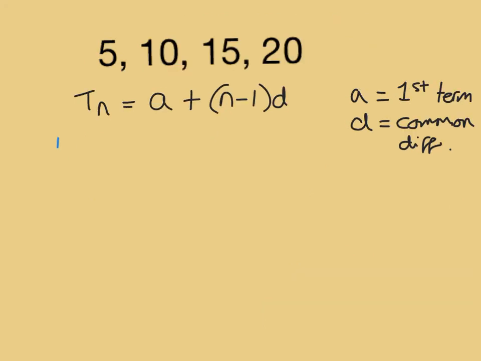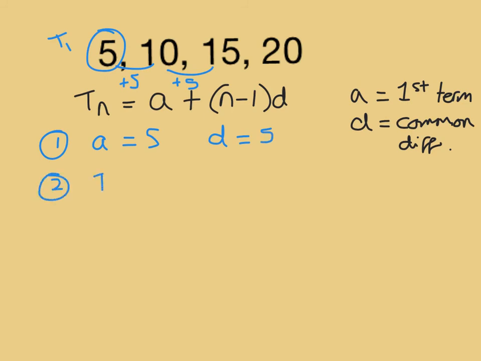So the first thing you would have had to do was identify your A, which we know in this case is the number 5. That's my first term, T1. And then my D, well, this is going up in 5s. Going up in plus 5s. We often don't identify that because 5 we always assume is positive unless it has a sign in front of it, but it is plus 5. And then the second thing we're going to do is plug it into my formula. So I have Tn equals 5 plus n minus 1 multiplied by 5.